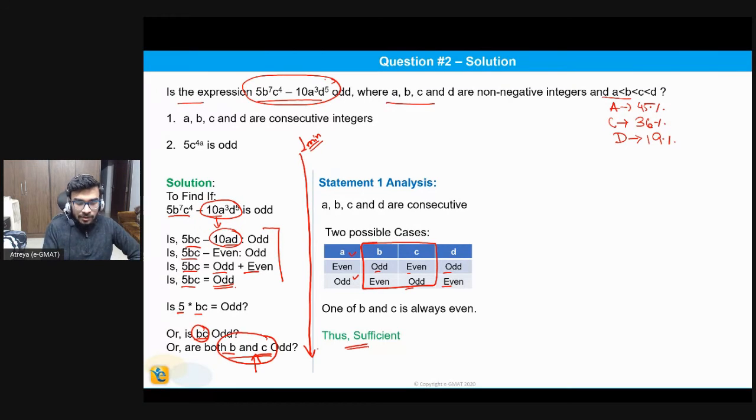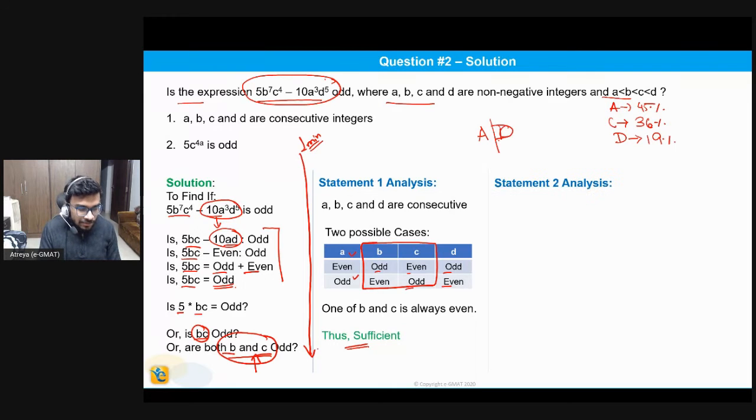So now what are the possible answers? I can choose option A, I can choose option C, right? Sorry, I can choose option D. These are the two possible answers that I can choose. So let's go to the analysis of the second statement.